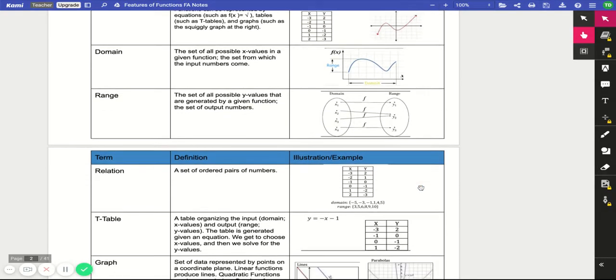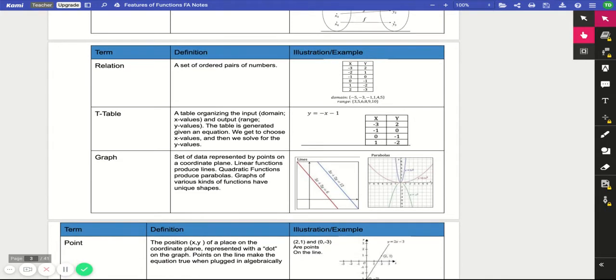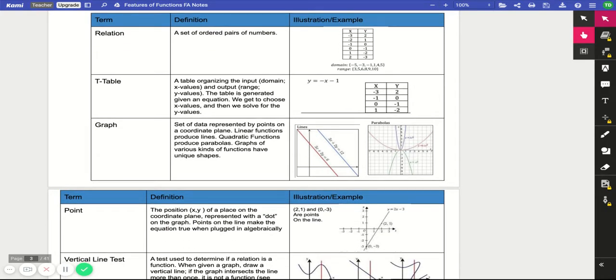Okay. Then we have the term relation. Relation is a set of ordered pairs of numbers. So if you were to have this t-table, your first ordered pair would be -3, 2. Your next one would be -2 and 1. So you would put all of those into one line to make a set of ordered pairs. And we'll get into more examples of that.